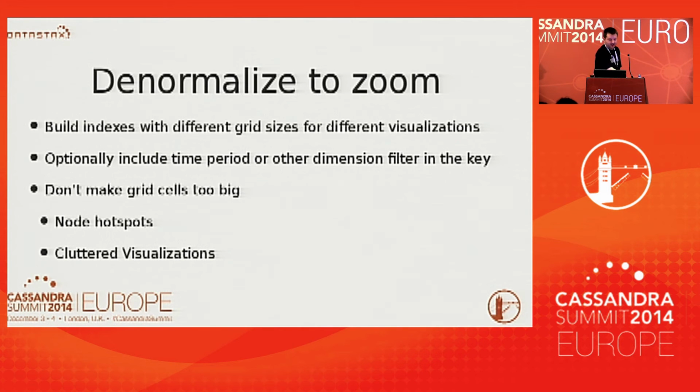So simply build indexes that have different grid sizes. If you want an application where the user can zoom in on a map, you've got maybe half a dozen different zoom levels, simply build an index for each one of them.